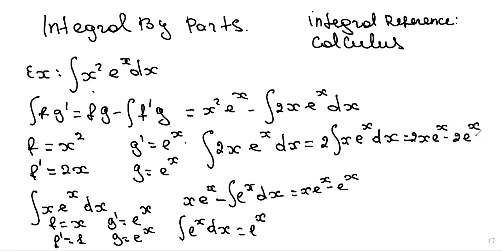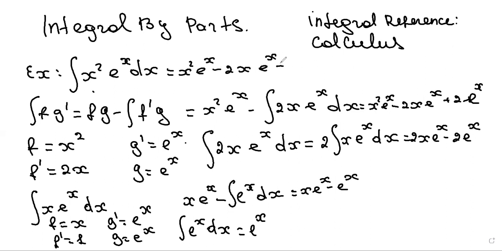And here we're going to have x squared e to the power of x minus 2x e to the power of x plus 2e to the power of x, and we're going to have plus c. That is our result at the end: x squared e to the power of x minus 2x e to the power of x plus 2e to the power of x plus c. As you can see, we used integration by parts 2 times. Now let's look at another example.